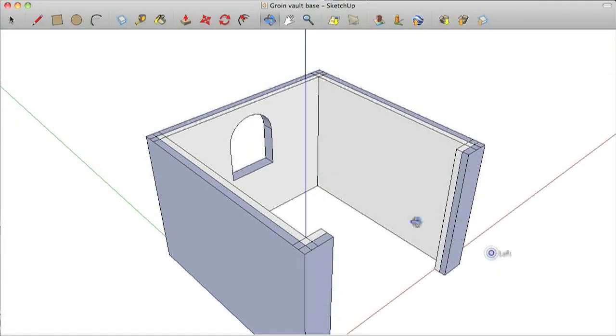Here we have created a square ground plan. The groin vault can only span a square volume because it's necessary for the arches to rise to the same height. If the two vaults intersect at different heights, it causes warping and other problems.